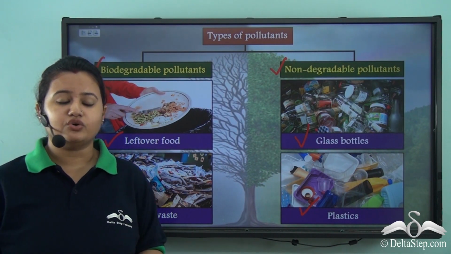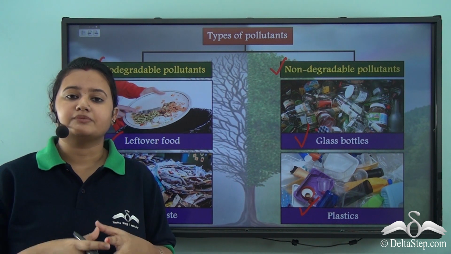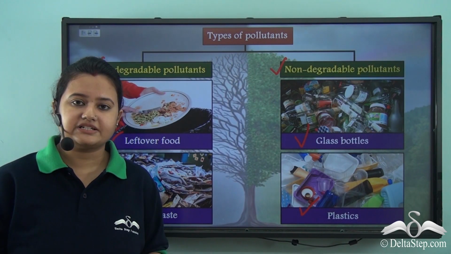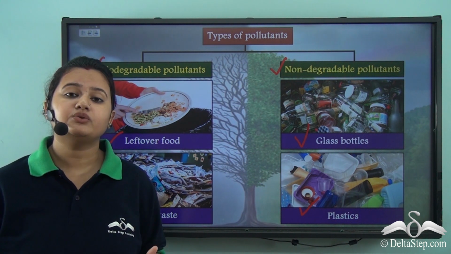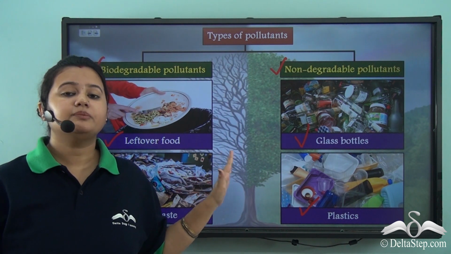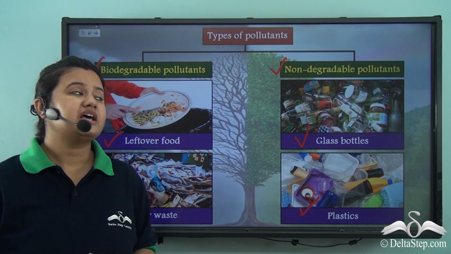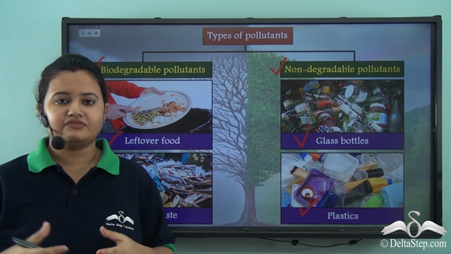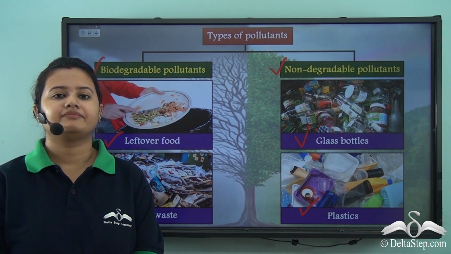So in today's video, we first understood the concept of ecosystem, and then we learnt about two different components of ecosystem, and then we saw how human activities are causing imbalance in the ecosystem and in turn polluting the ecosystem. Then we learnt about pollution and the major pollutants. We learned that pollutants can be classified into two types as biodegradable pollutants and non-degradable pollutants. In our next video, we will discuss different types of pollution.